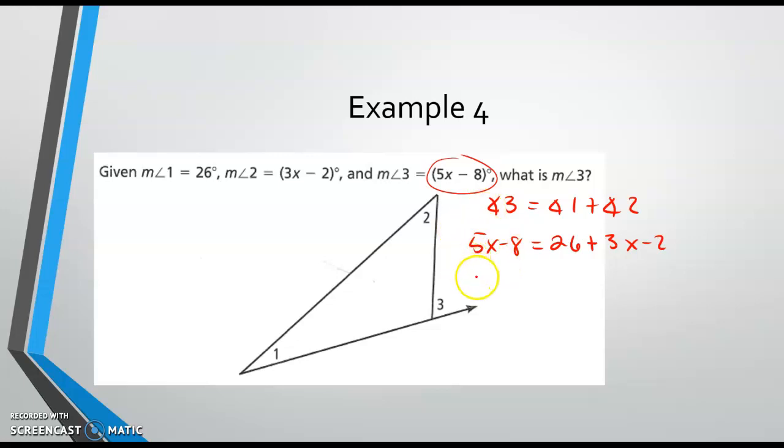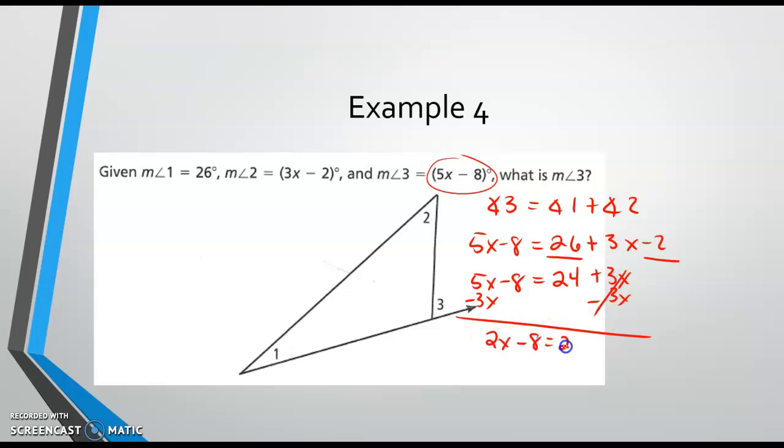So I can't do anything on the left side, so I'm just going to write 5x minus 8. I do have like terms on the right side. 26 minus 2 is 24 plus 3x. I am going to subtract 3x from both sides. So 5x minus 3x is 2x. So now I have 2x minus 8 equals 24. I'm going to add 8 to both sides. So 2x equals 32. And then I'm going to divide by 2 so that x equals 16, I believe. Yep. X equals 16.